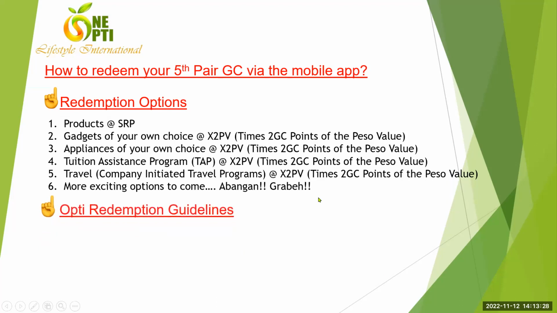So for the Opti redemption guidelines, every redemption is actually limited to 50,000. That's in pesos, so that's an equivalent of 100,000 GC per week. Now, disclaimer: in my discussion, I will be discussing everything in pesos because the rate may change from time to time, so you just have to check the rate whenever you make purchases, just to make sure you are redeeming the correct amount.